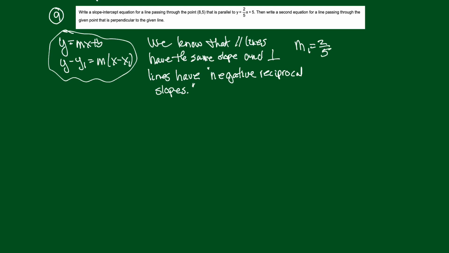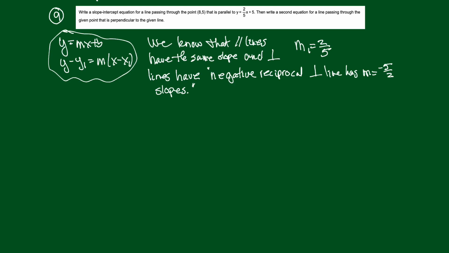Now, the line parallel to that would have slope 2/5, but we're perpendicular. So the perpendicular line has slope. Now, negative reciprocal, so you take the opposite sign and flip the fraction over. So if I flip it over, I get 5 over 2 and change the sign.